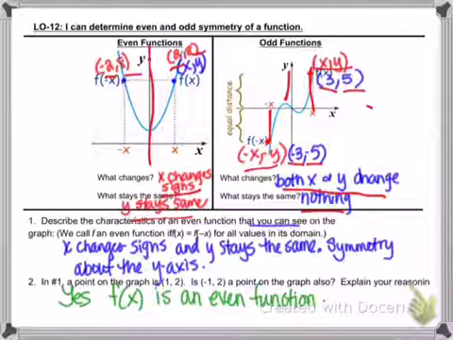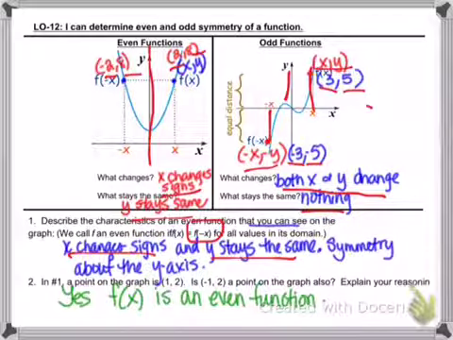Describe the characteristics of the even function that you see on the graph. We call f an even function if f of x equals f of -x. So that means when you see that negative right there, the x sign is going to change. X sign changes and the y sign stays the same. Symmetry about the y-axis.